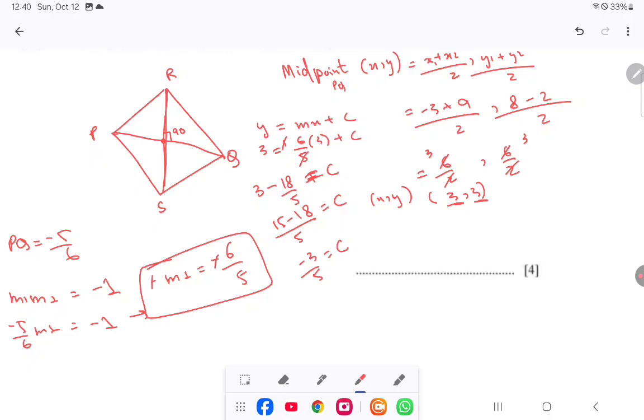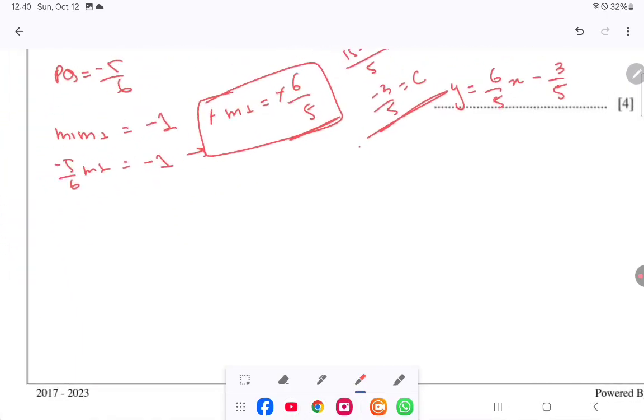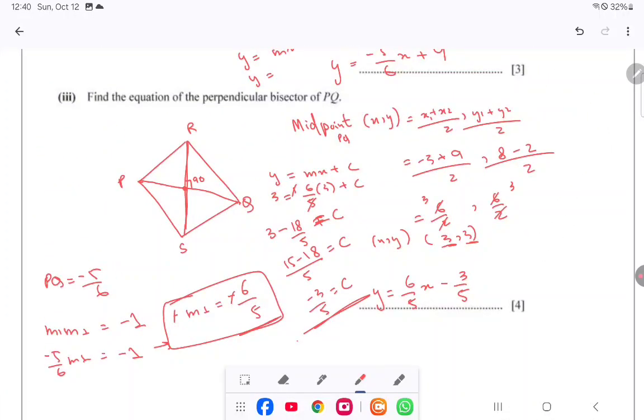So we have calculated the value of M right here, 6 over 5, and C value right here. Simply put it in the line equation. Y is equal to M x plus C, which is negative of 3 over 5. This is our line equation, and this is the perpendicular bisector equation of PQ, which is our RS.